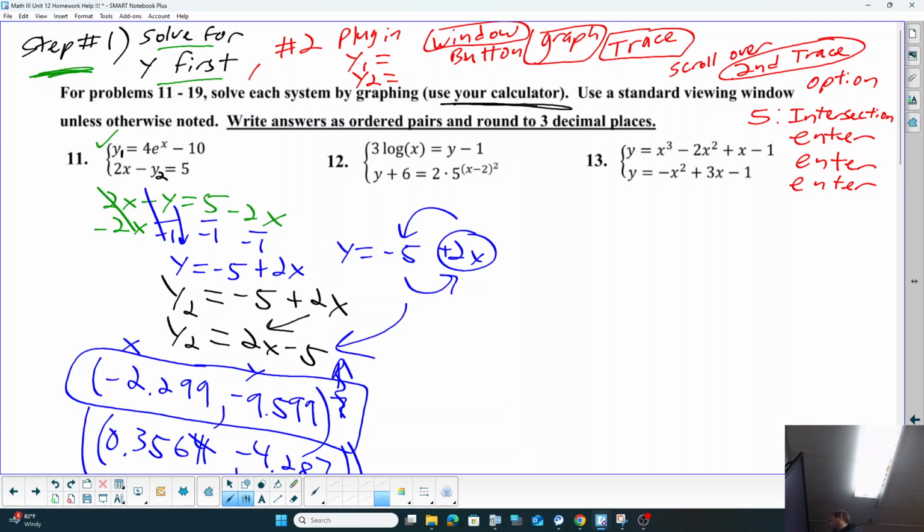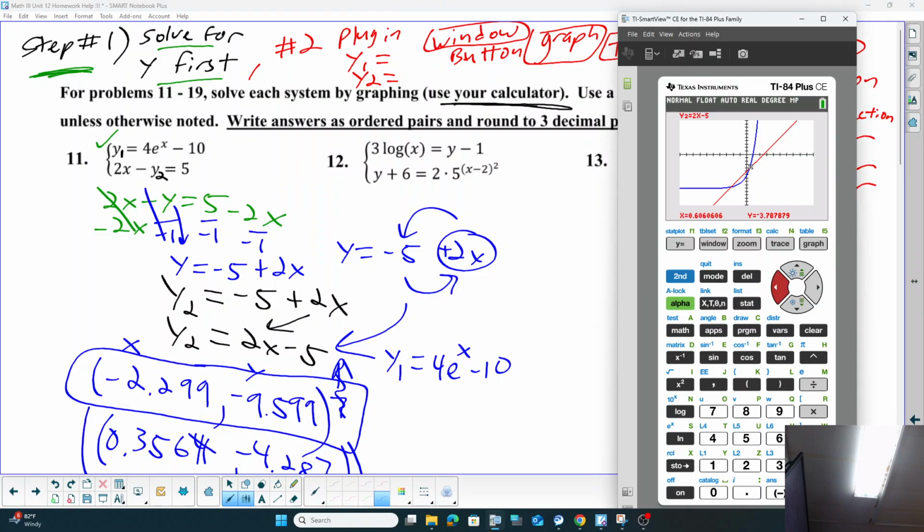So then we have 2x minus 5 is our y2. And then our y1 will be 4 times e to the x power minus 10. Cool. And then you just plug into your calculator. So we're going to give it a try with number 13 right now. Let's do an odd with you, number 13.